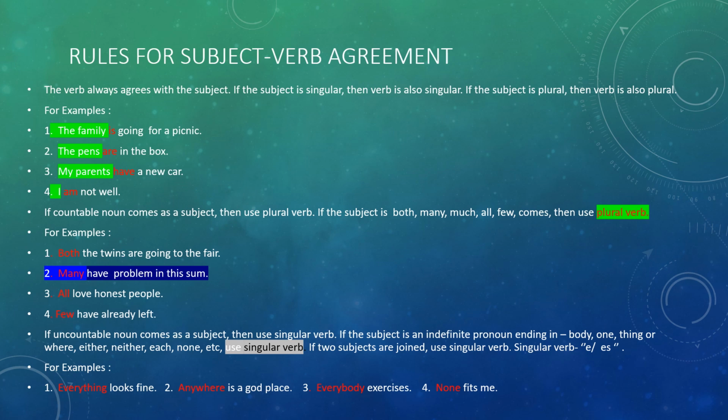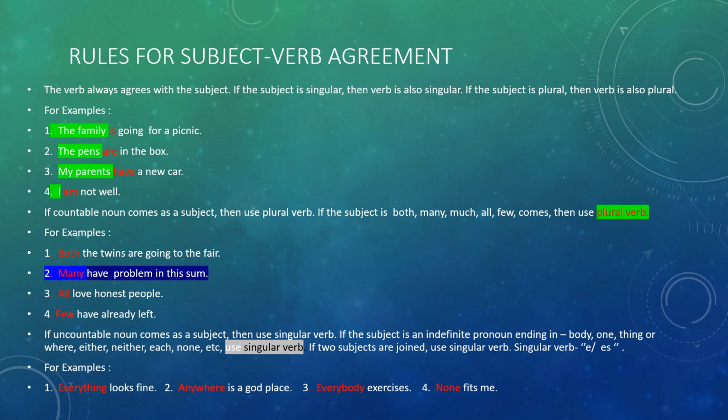In a sentence, when the subject comes in singular, then you have to use a singular verb. If the subject comes in plural, then you have to use the plural verb. Many examples are given here, you have to read them. The family is going for a picnic. The pens are in the box. My parents have a new car.